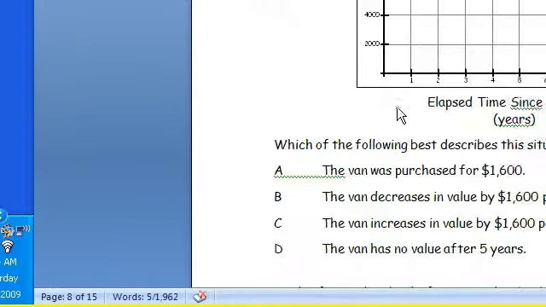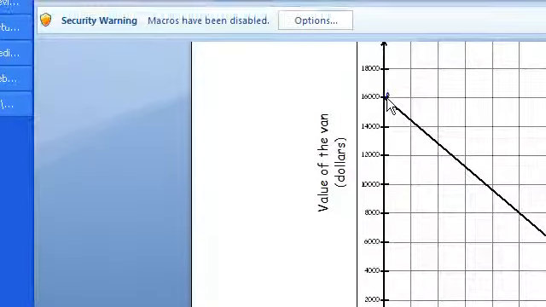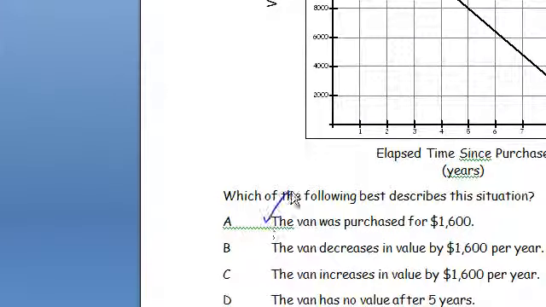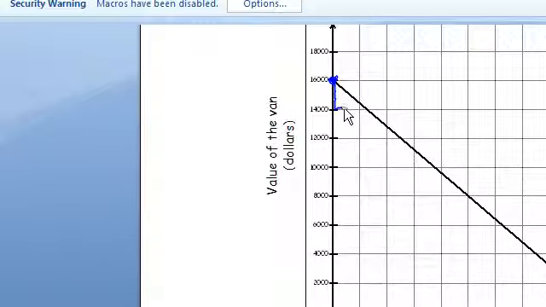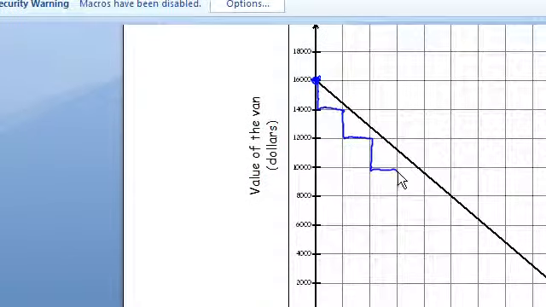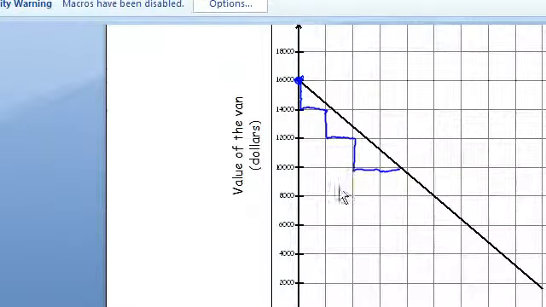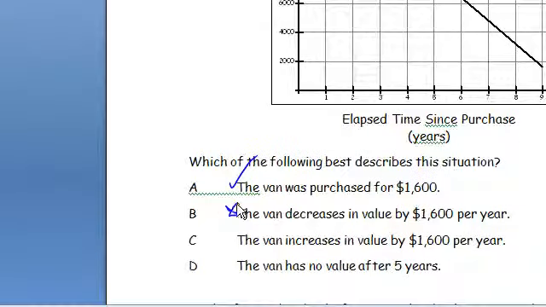Let's talk about each of these. So, when it was purchased in year 0, the van was worth $1,600. Okay, so that looks promising. Did the van decrease in value of $1,600 every 1 year? No, it looks like it decreased constantly at $200 per year, or well, in about that area. So it's not that one.